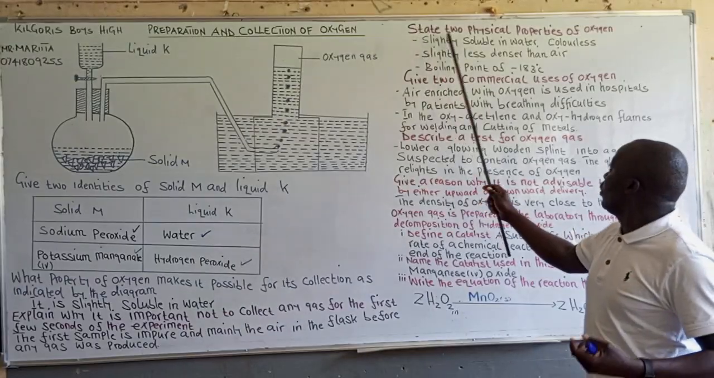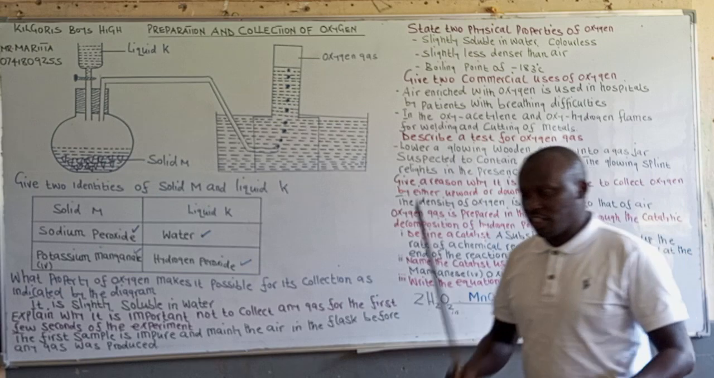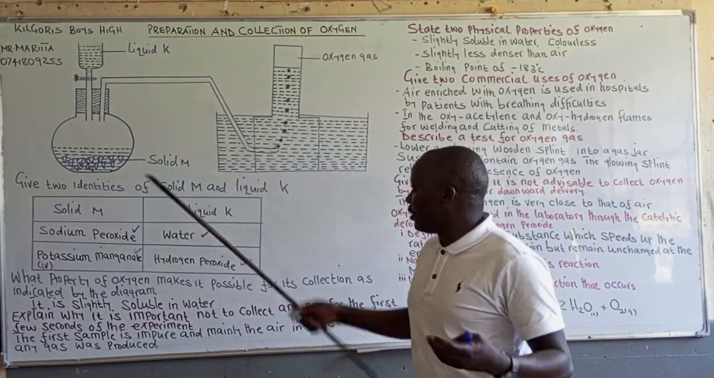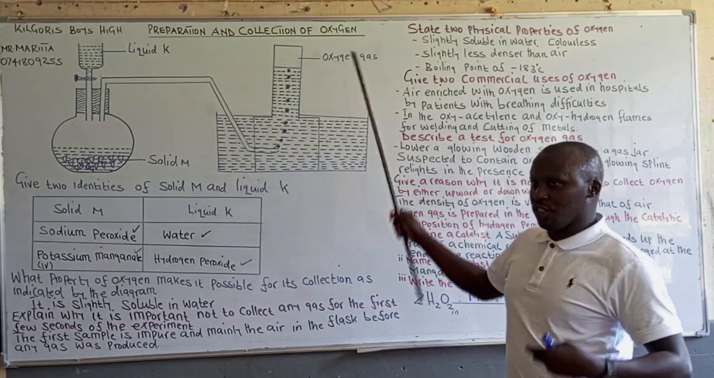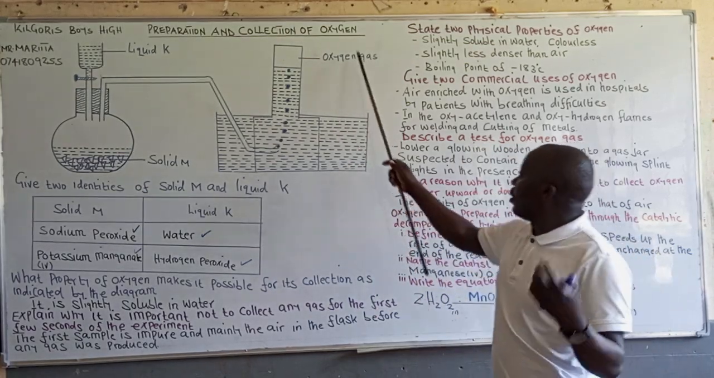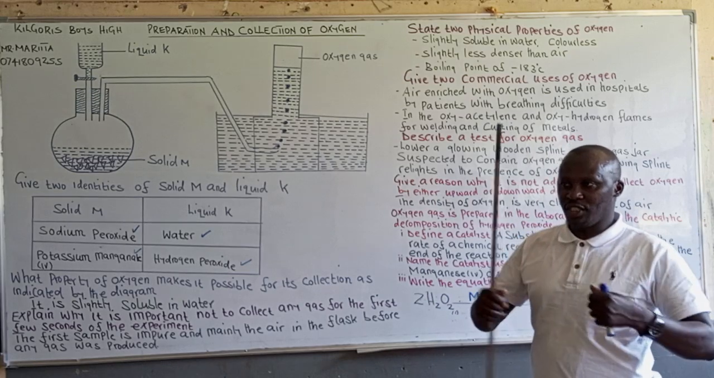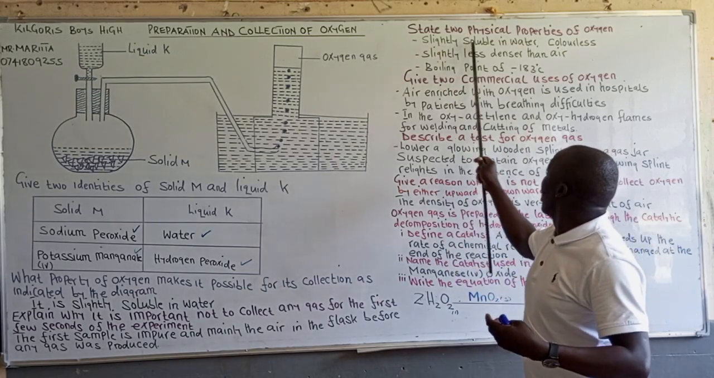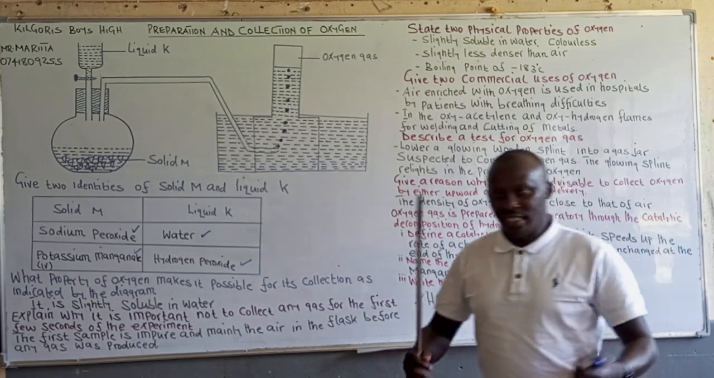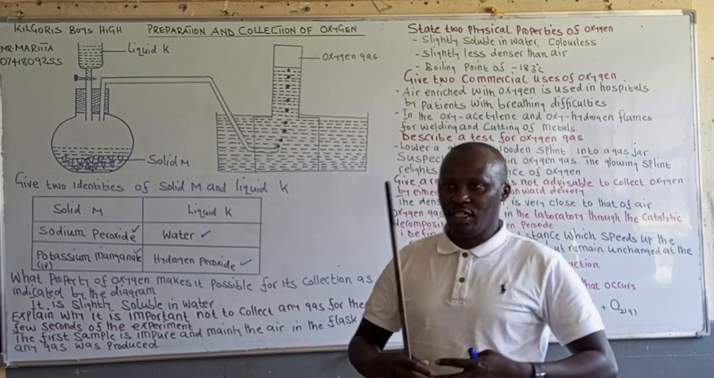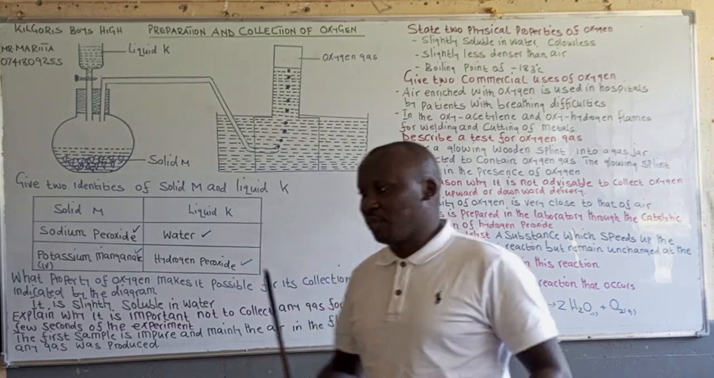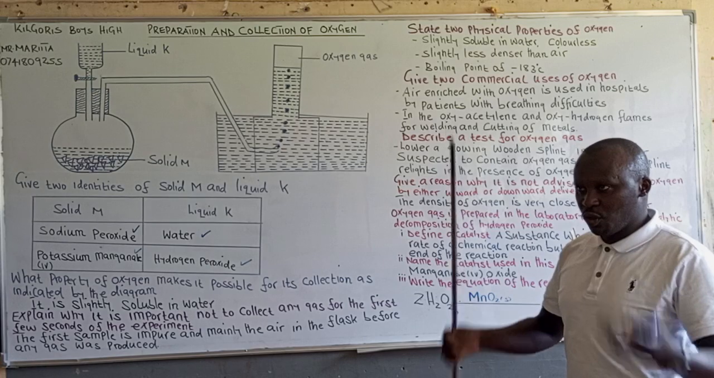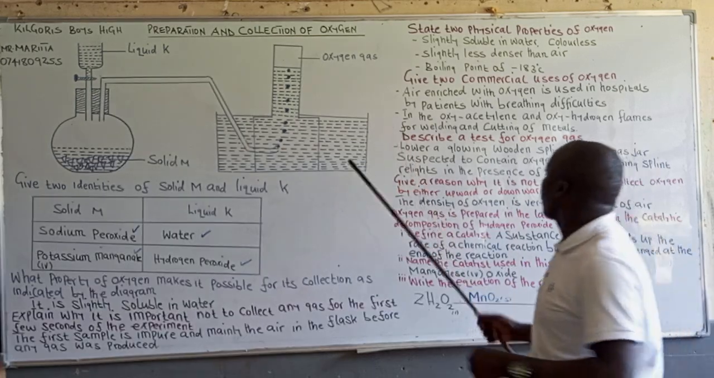Then we have stage 2: physical properties of oxygen gas. What are the physical properties of oxygen gas? One physical property is very common that you can see. The gas is collected over water, and the property that makes it able to be collected over water is that it is slightly soluble in water. The gas is colorless, it is odorless, it has a boiling point of negative 183. Those are some of the physical properties of this oxygen gas.